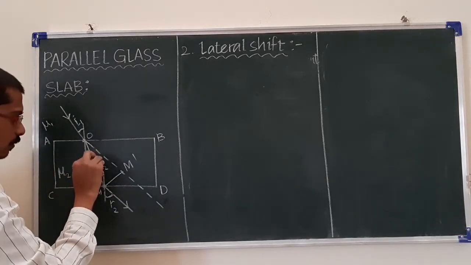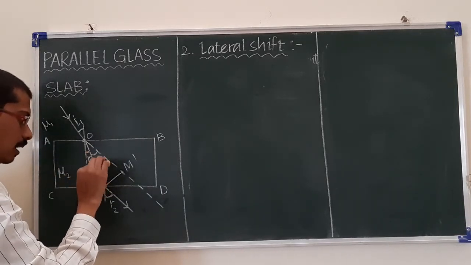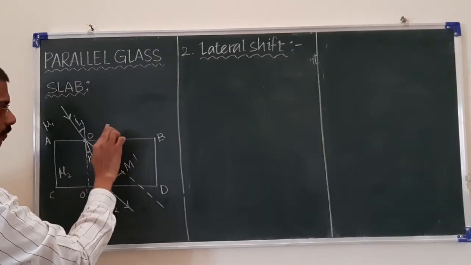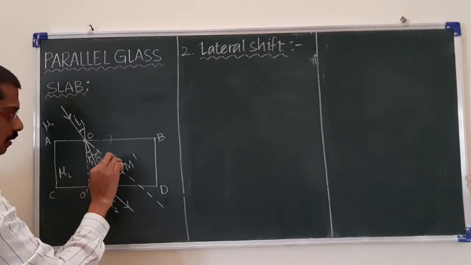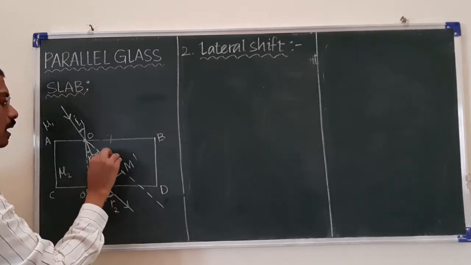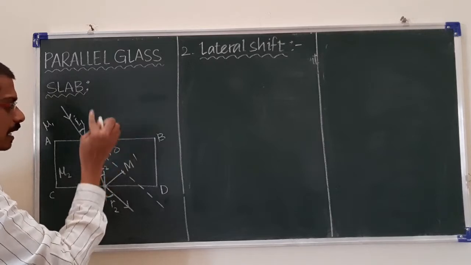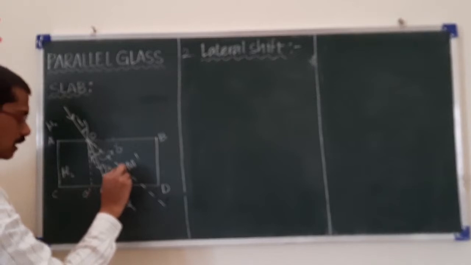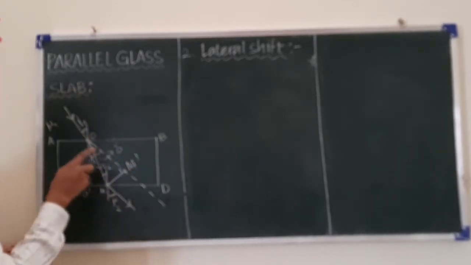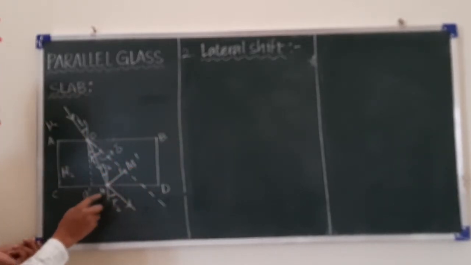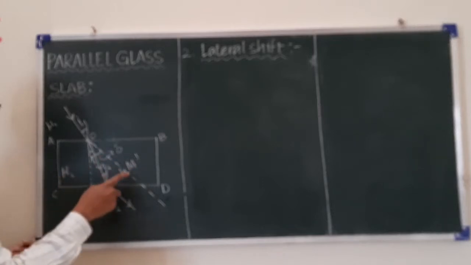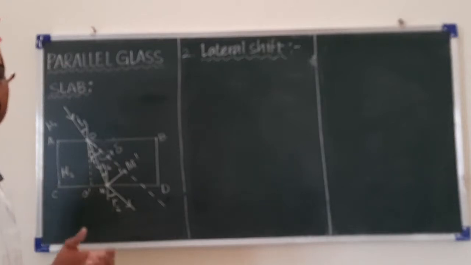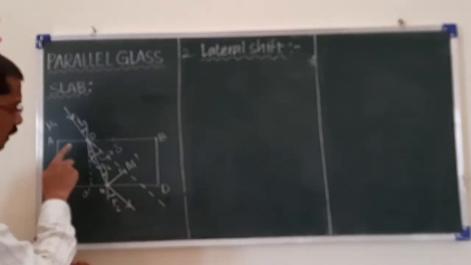Now this angle is rho, the angle of deviation. Now we need to find out the displacement. This is the perpendicular drawn to the incident ray. O M dash, we need to find out that M dash is nothing but lateral displacement or lateral shift or internal shift.